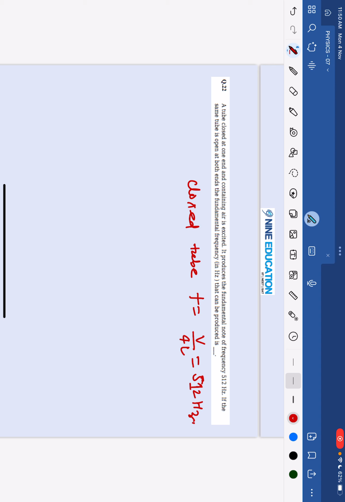So now we are looking for the open pipe, right? For the open pipe, what is the frequency? The fundamental frequency is V by 2L. Sir, V by 4L is this. So what would be V by 2L? It would be 2 multiplied by 512. It would be 1024 hertz. Very good. That is done.